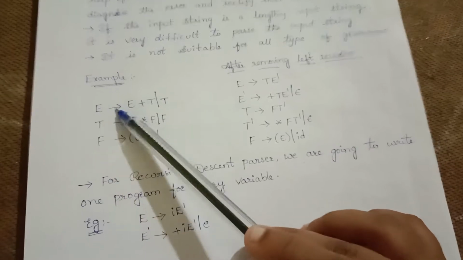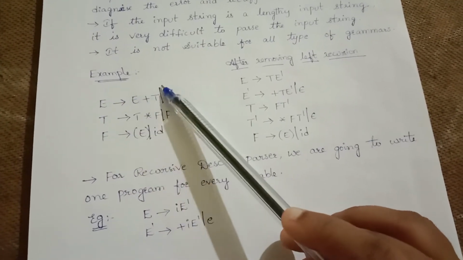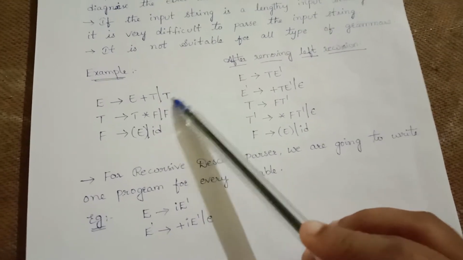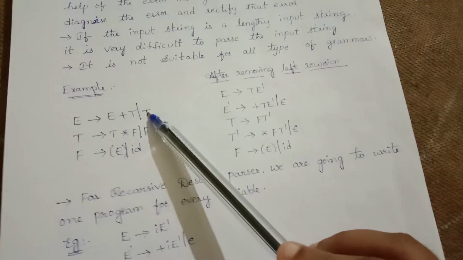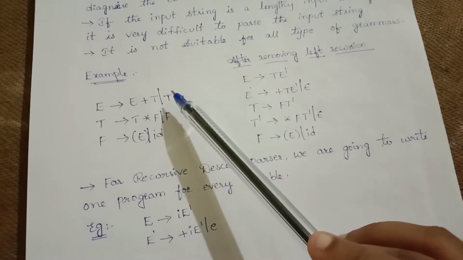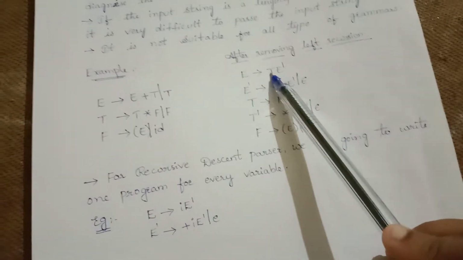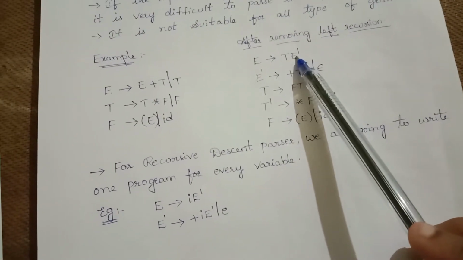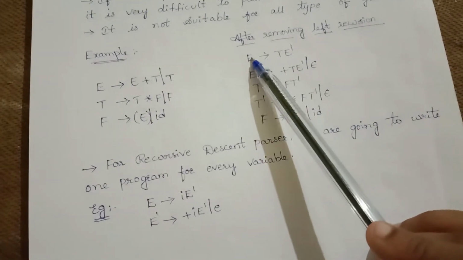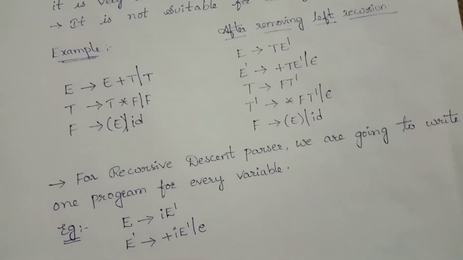That means E tends to E plus T. This is a left recursive production. And here we have or T, so this is the non-left recursive production. The first step is to write all the non-left recursive symbols, that is E tends to T, and then introduce a new symbol, E dash. We need to introduce a new symbol related to the starting symbol. This is the first step to remove the left recursion.